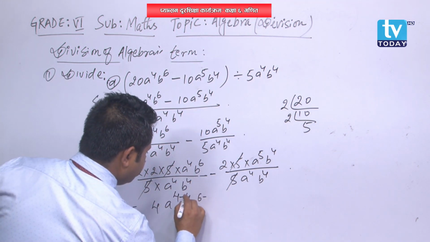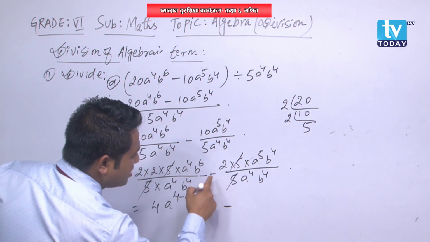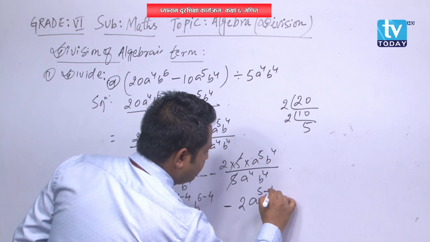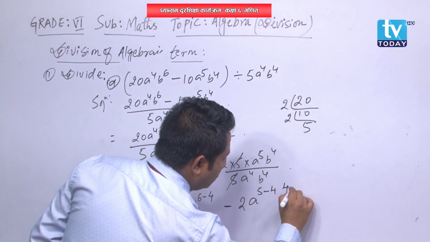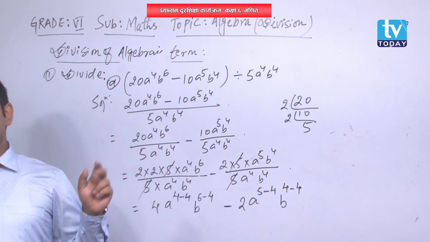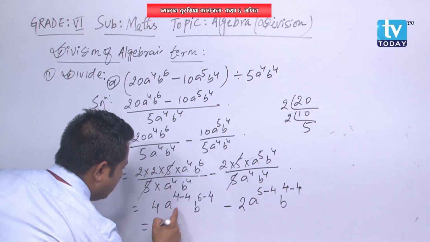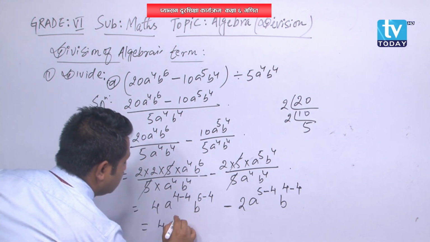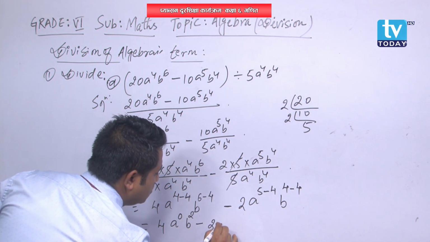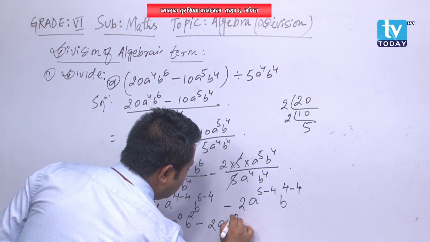Okay, now b to the power 6 minus 4, this minus will remain the same, 2 a to the power 5 minus 4, then b to the power already 4 minus 4, it will go up and the sign will be minus because there is a positive sign. Alright, equals, you can write 4 a to the power 4 minus 4, it will be 0, b to the power 6 minus 4 is 2, minus 2 a to the power 5 minus 4 is 1, then b to the power 0.